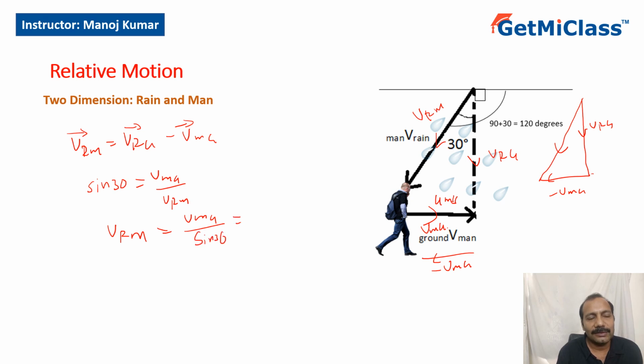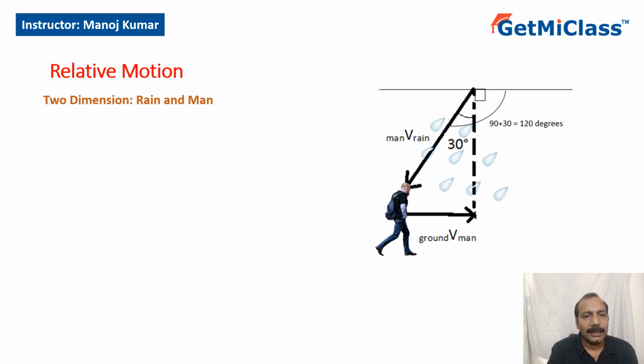That is equal to velocity of man with respect to ground. We have taken it as 4 meter per second. Sine 30 is 1 by 2. So that becomes 2 into 4, 8 meter per second. So the man would feel that the rain is falling at 8 meter per second at 30 degrees to the vertical because he is moving at 4 meter per second. It is not necessary that rain should always fall vertically.